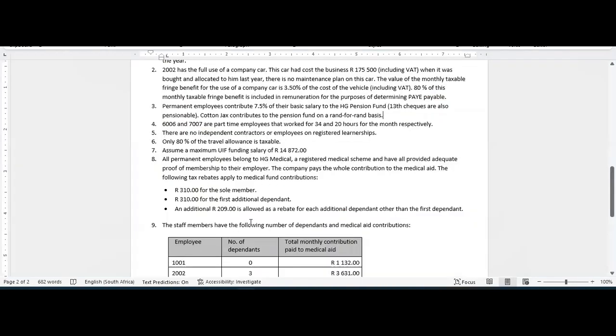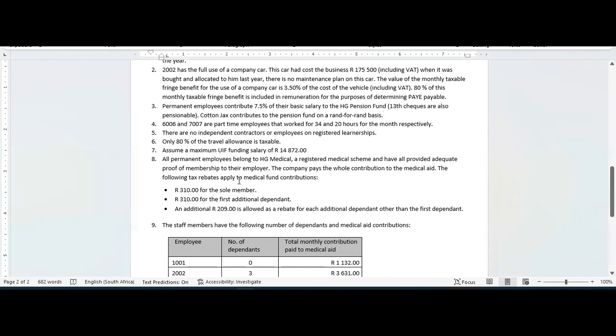Okay, what else do we know? It says here 80% of the travel allowance is taxable, so that whenever we see that somebody has a travel allowance, we will simply multiply it by 80%. We are assuming a maximum UIF funding salary of 14,872. So the moment people earn considerably more than this, that is the amount we will simply put in there, and we won't go through a lot of calculations. Then it says all permanent members belong to the medical aid. Okay, and the company pays the whole contribution to the medical aid.